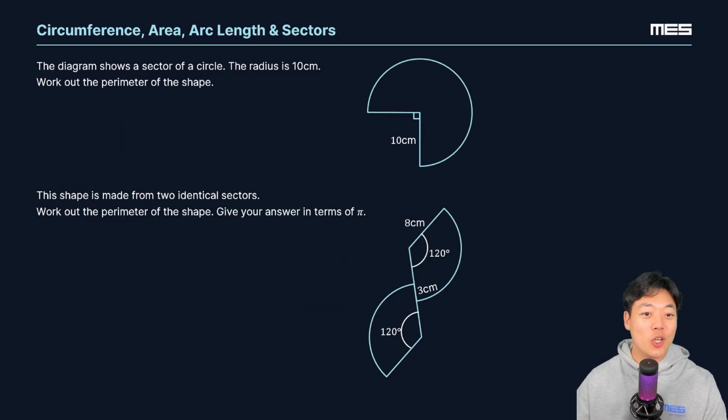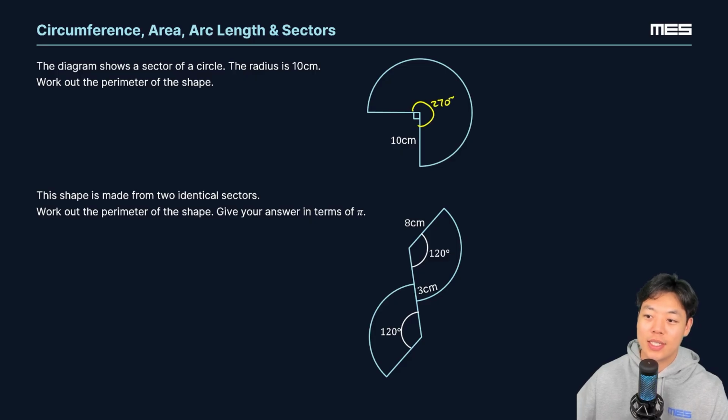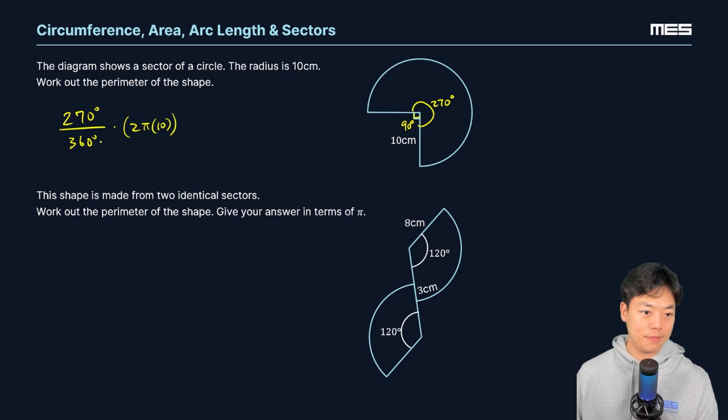The diagram shows a sector of a circle. It looks like all of this is 270 degrees since this is 90 degrees right here. The radius is 10 centimeters. Work out the perimeter of this shape. So let's first look for the arc length. The arc length will be the degree measure that we're given divided by 360 times the circumference. The circumference is 2 pi r, just like this.